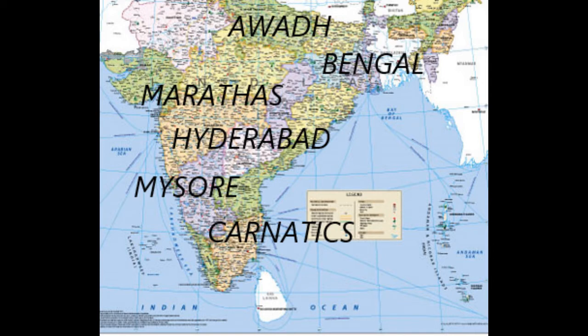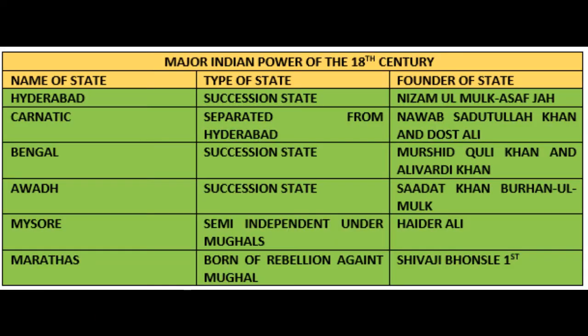With the decline of the Mughal Empire after the death of Aurangzeb in 1707, the Mughal Empire disintegrated and new Indian powers entered the power struggle. The major powers were Bengal, Awadh, Hyderabad, Mysore, and the Marathas. Out of these, Bengal, Hyderabad, and Awadh were categorized as succession states since they came into being with the proclamation of autonomy by the governor.